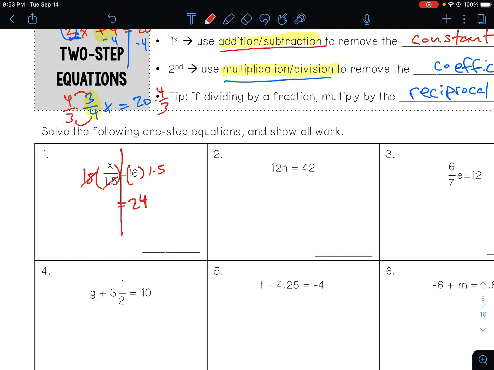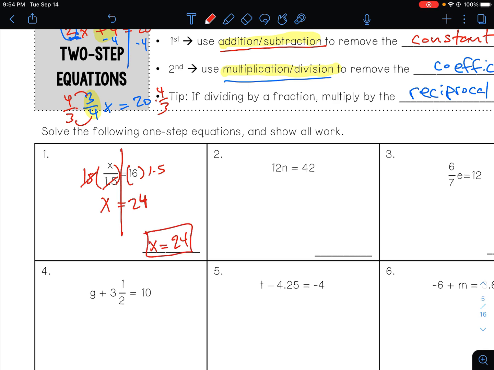I wish I had a calculator. But I believe that is true. I'm fairly certain it is. Actually, I think I just found a calculator. Sorry, people. I know I'm taking a long time. 1.5 times 16. Look at that. It is 24. Pretty good. So x equals 24 is our answer.